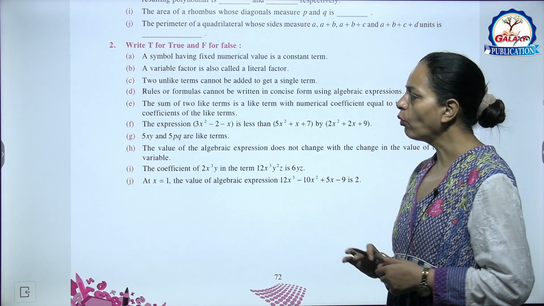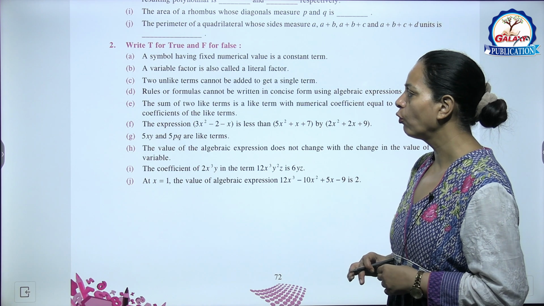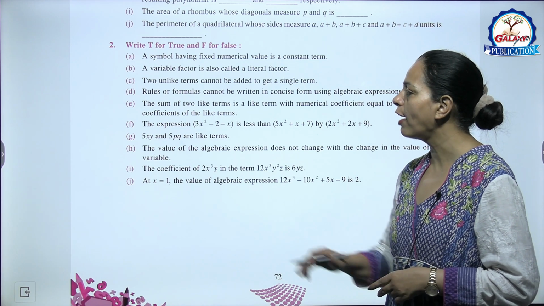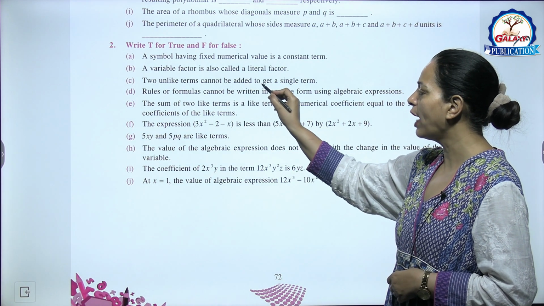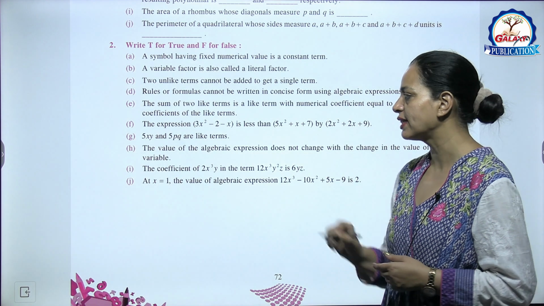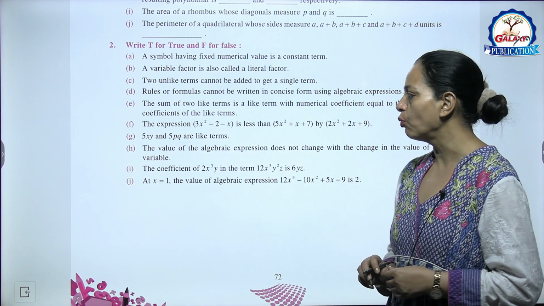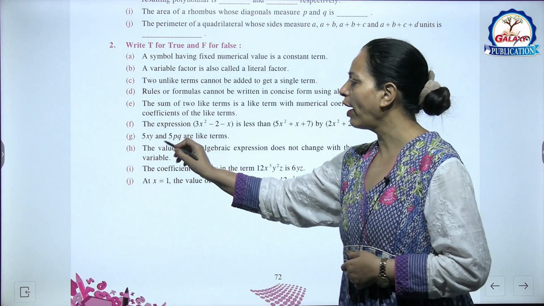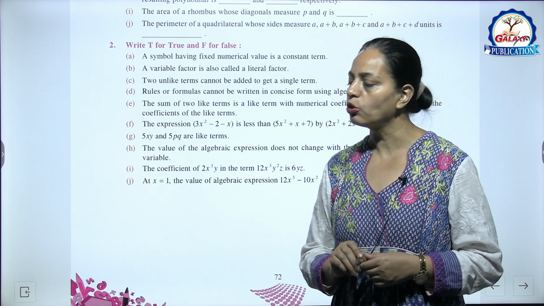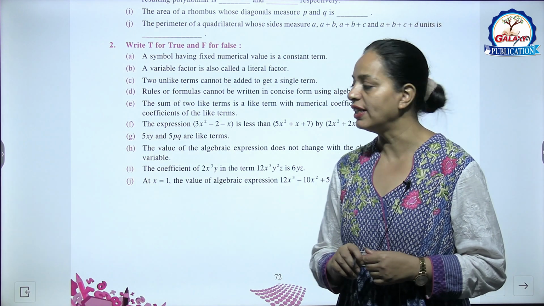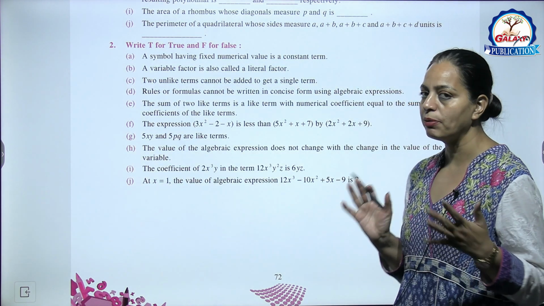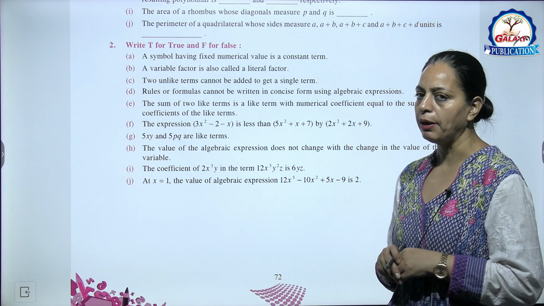Now the second one, write T for true and F for false. Like here, C part, two unlike terms cannot be added to get a single term. Yes, this statement is true. Like G part, 5xy and 5pq are like terms. No, this is false. These are unlike. So similarly, you can try remaining parts.